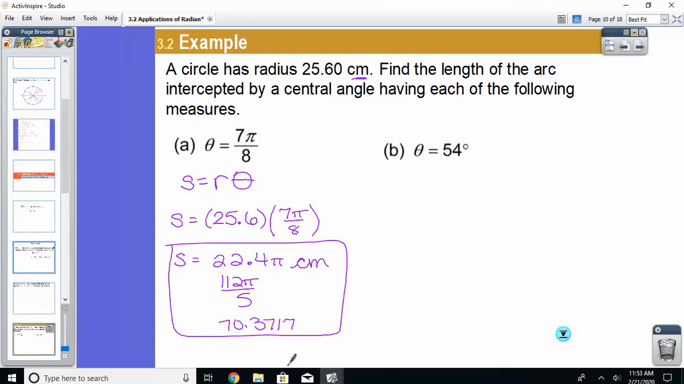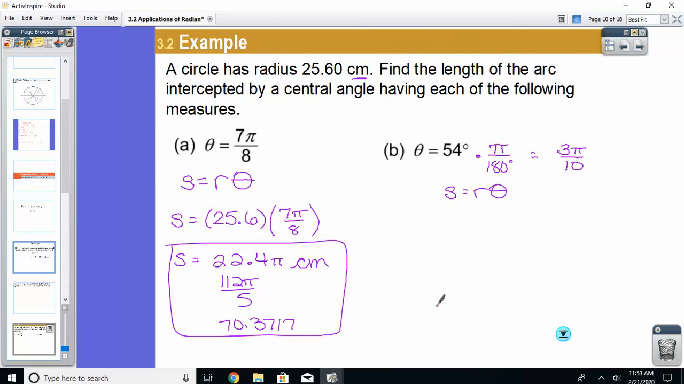B. Theta is equal to 54 degrees. What did I need to do there? Change it to radians. You cannot use the formula in degrees. So the very first thing I'm going to do is multiply by pi over 180. So that gives me 3 pi over 10.